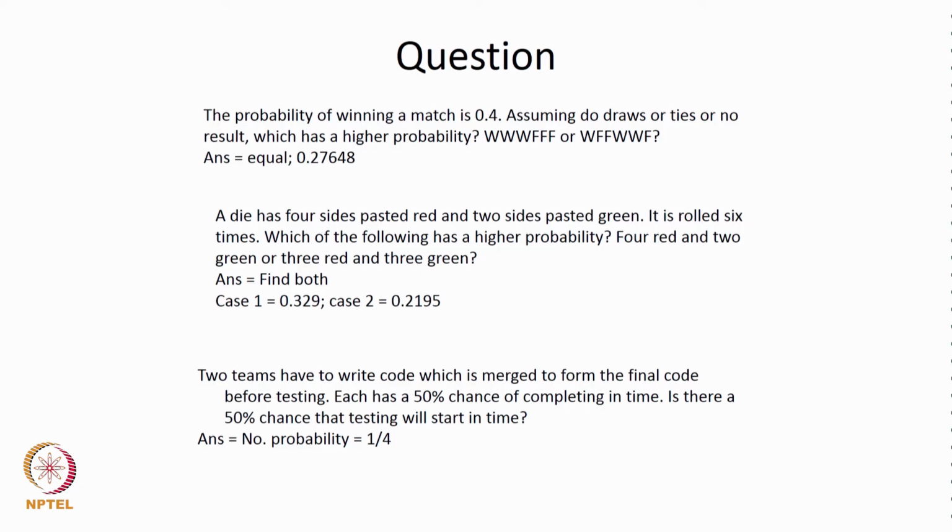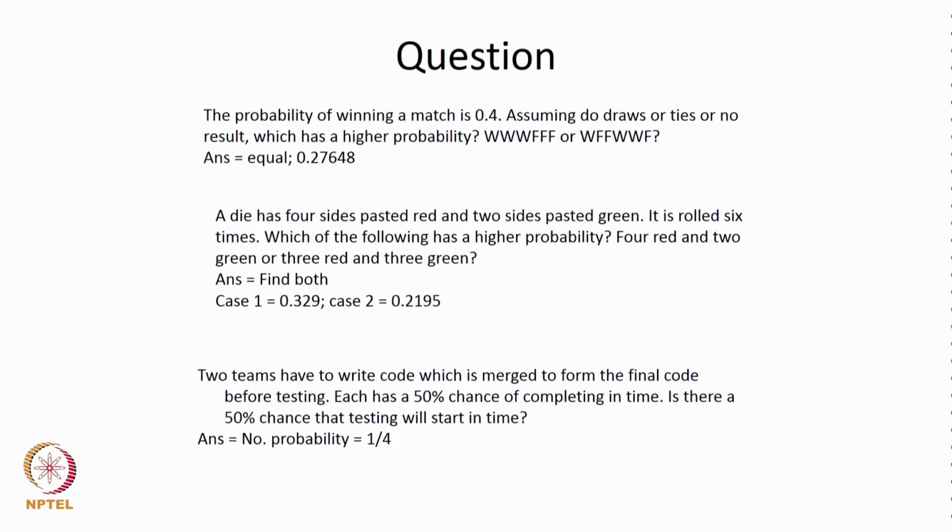Now, 2 separate teams have to write code which is merged to form the final code before testing. Each has a 50% chance of completing in time. Is there a 50% chance that the testing will start in time? No. One could take 1/2 as success and 1/2 as failure because of the 50%, and then we realize that for it to start in time, both will have to be successful. So 2C2 (1/2)^2 (1/2)^0, which is 1/4.